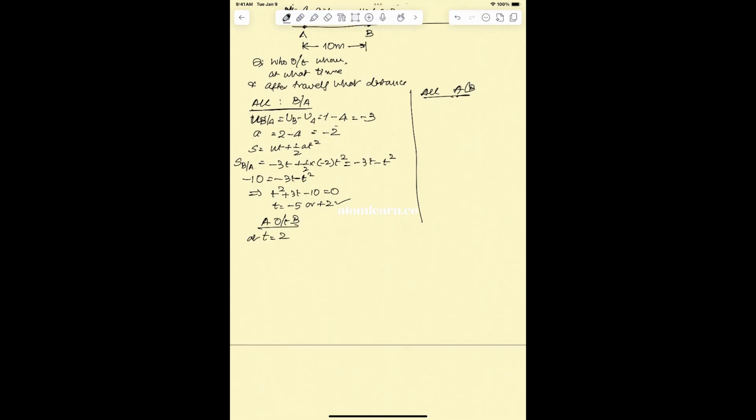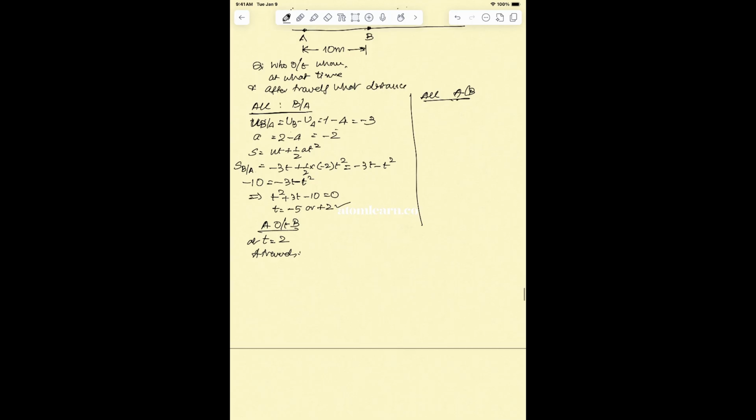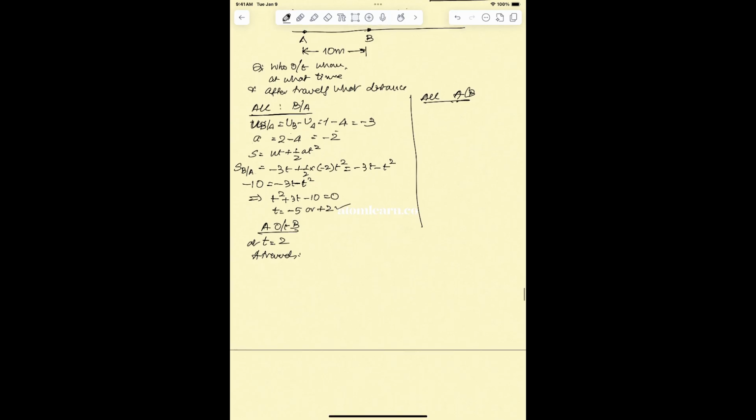At time t equal to 2. Then after traveling what distance? That means they are asking how much distance A travels, because we are not talking about B overtaking A. A travels how much distance, we have to give the answer. I just repeat. The question is who overtakes, at what time, and after traveling what distance. Therefore, we have concluded that A overtakes B.